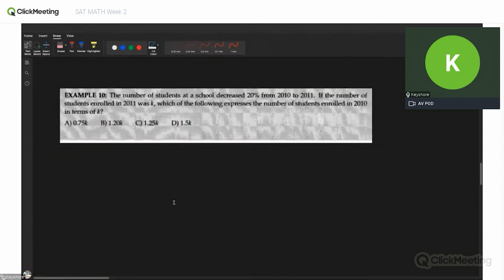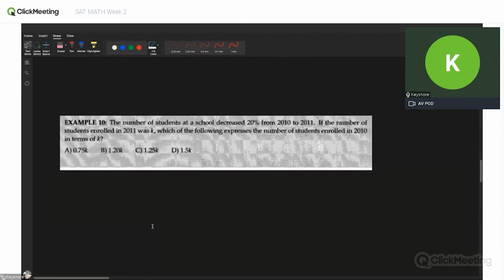Okay, so here is another question, and this is about increasing and decreasing percents, similar to what we looked at before. For this question, the number of students at a school decreased by 20% from 2010 to 2011. If the number of students enrolled in 2011 was K, which of the following expresses the number of students enrolled in 2010 in terms of K? So I'll give you guys some time to write this and find the answer.